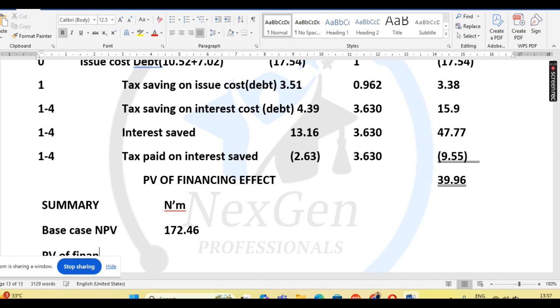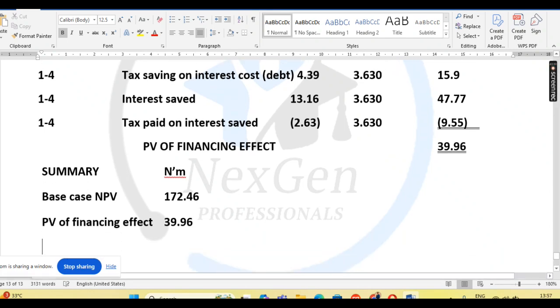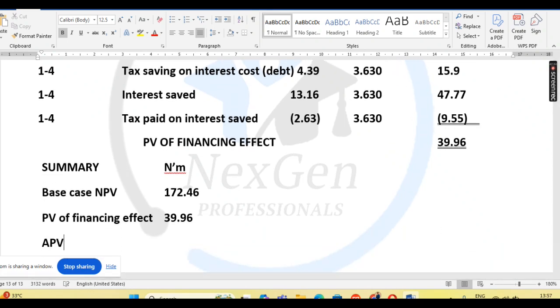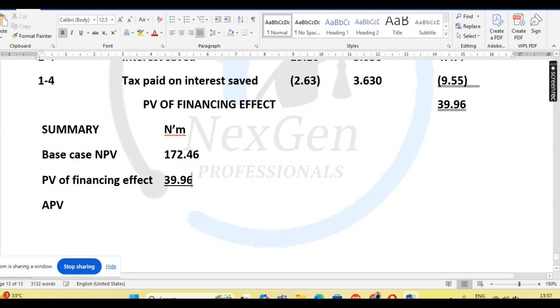So what is the PV of financing effects? It is 39.96. This is positive. APV is 212.42 in total. Since we didn't have a negative first, interesting. 212.42. So what is the recommendation?